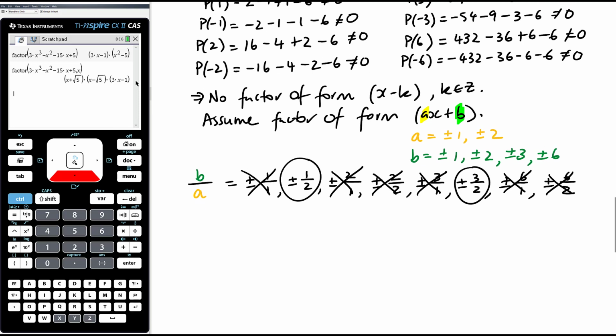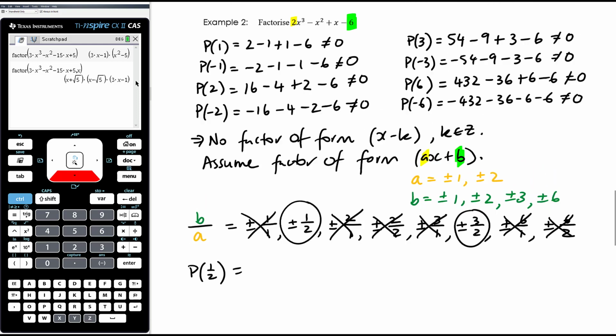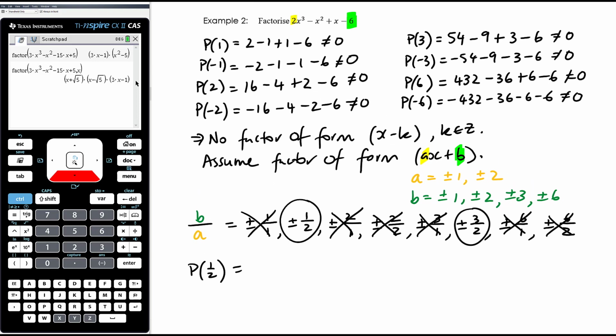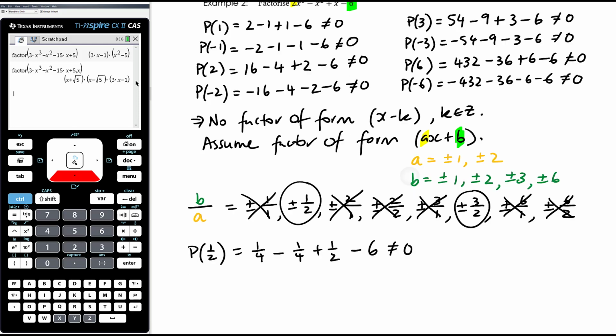Okay, so let's hope we get lucky early. Let's try p of a half. Alright, what's my polynomial? Let me just scroll back up here so I can see it. So we've got 2 times a half cubed. So half cubed is an eighth, 2 eighths is a quarter. Minus a half squared, which is a quarter. Plus x, so plus a half. And minus 6. Okay, so a quarter minus a quarter, they make 0. Positive half minus 6 doesn't make 0, so it's not going to be that.